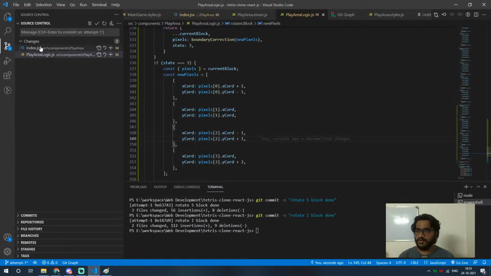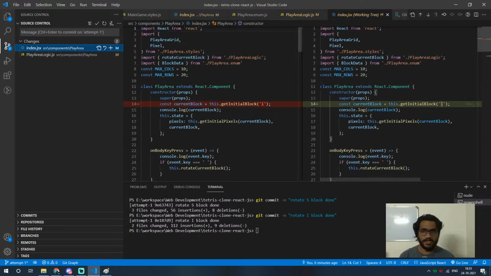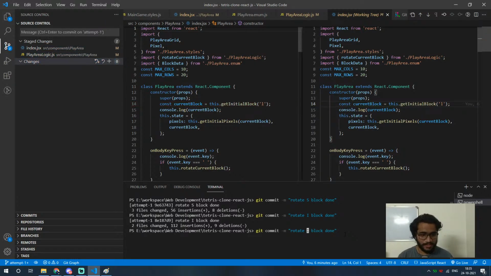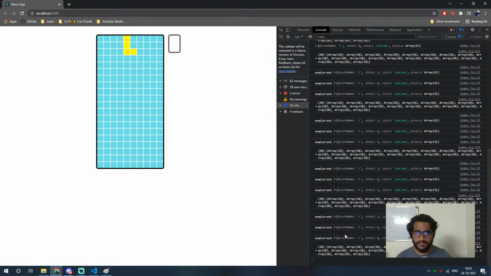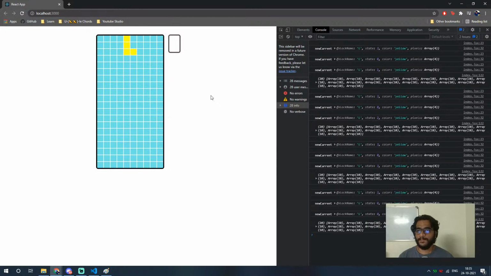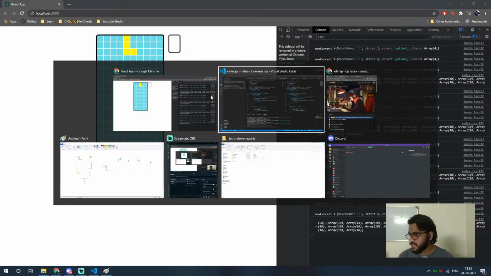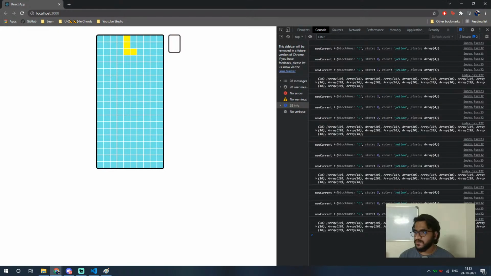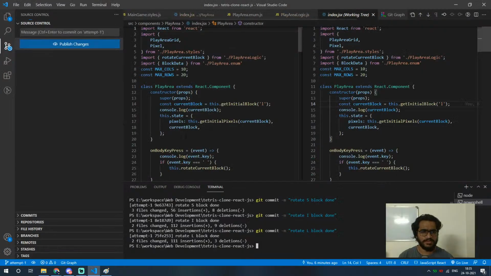So we have successfully completed the L block rotation also. Let's just commit this. So the L block rotation is also successfully completed. Let's now work on J block.